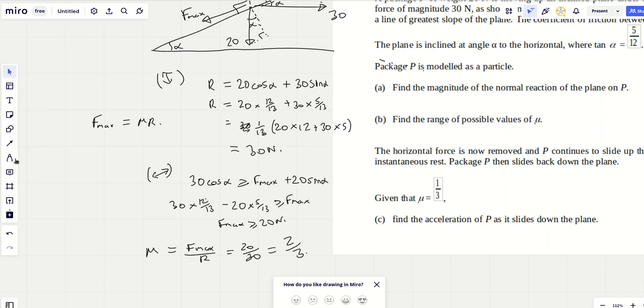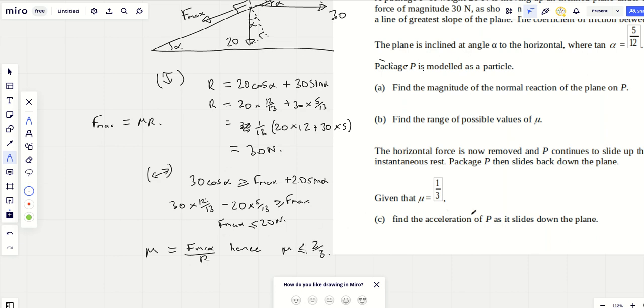Oh, sorry, I've got the sign wrong way around there in the last thing, haven't I? F max should be less than or equal to 20 newtons. Well, if that's going to be 20 or less, this is going to give you mu as 2/3 or less, if you see what I mean. So you can just say, as mu equals F max over R, hence mu is less than or equal to 2/3.